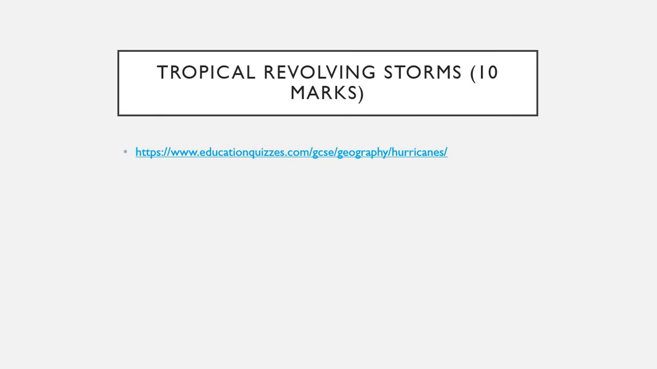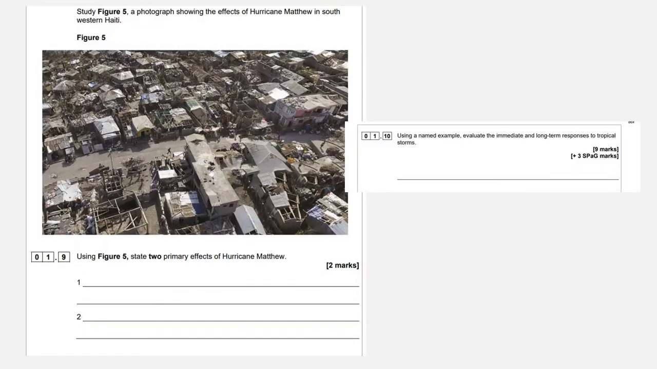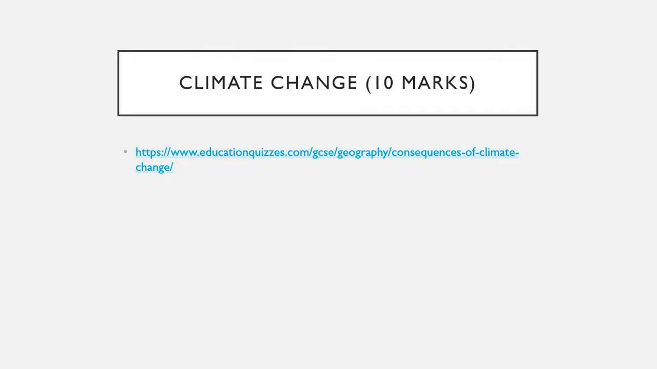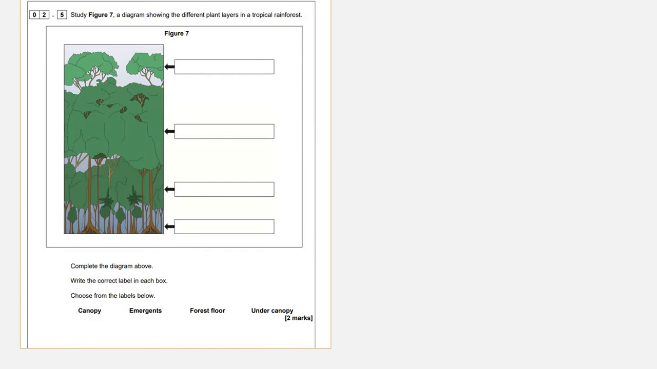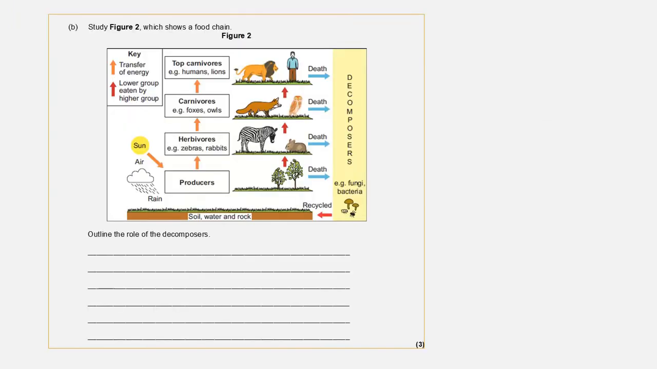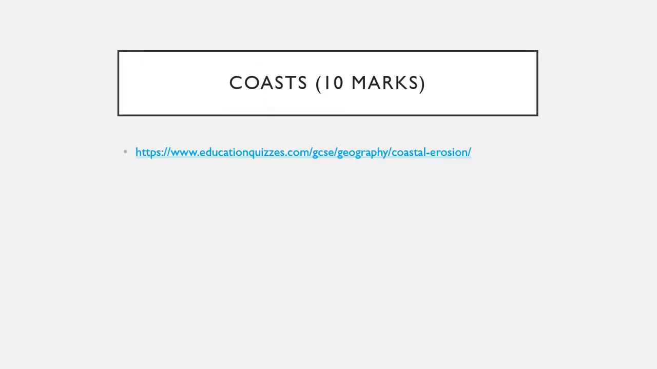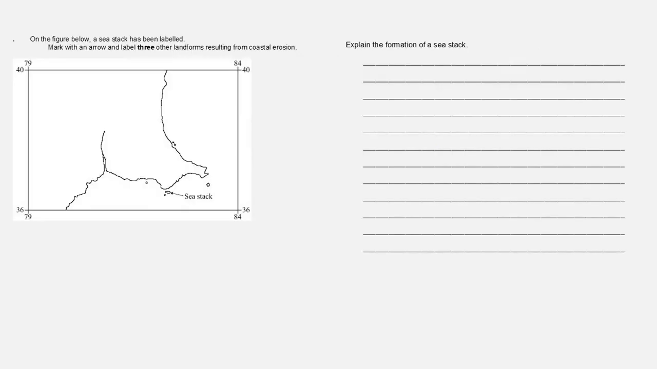If you click the link, it will take you directly to the test. And then a couple of example questions and what they might look like. Climate change, little quiz. And again, some example questions and what they might look like. Living world quiz. And again, a couple of questions and what they might look like that you're more than welcome to have a go at for your revision. And then you've got coasts, which we've just studied. And a little exam question there, a 6 marker for you to have a think about.